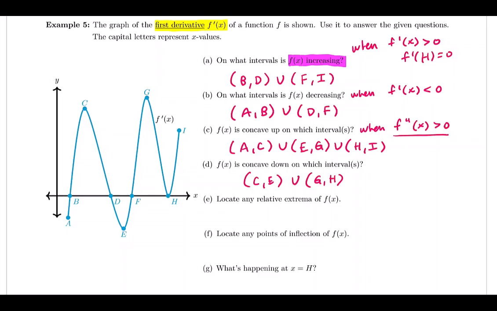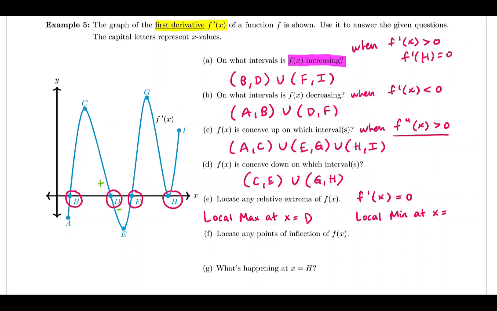For part E, it says locate any relative extrema of f of x. So relative extrema occur when f prime of x is equal to 0. So on this graph, we're looking for x-intercepts, and that is occurring at B, D, F, and H. And we could have local maximums and local minimums. For local maximums, that is happening when our graph goes from increasing to decreasing. So I'm looking for when before my critical value, it's positive and then negative. And that's happening at x equals D. And then a local minimum would occur when before that critical value, it's decreasing and then increasing. And so we have that that's happening at both B and F.